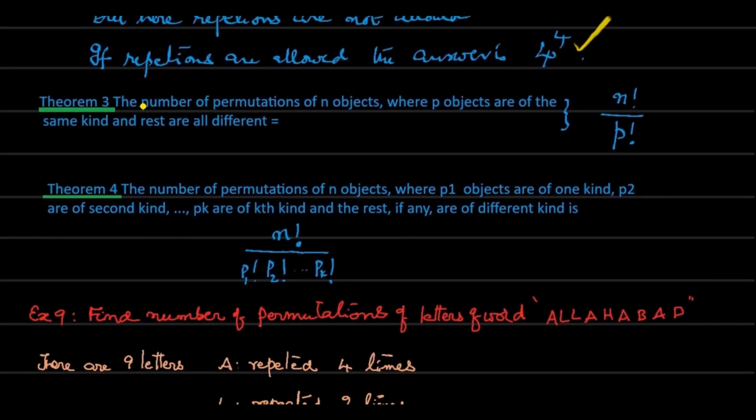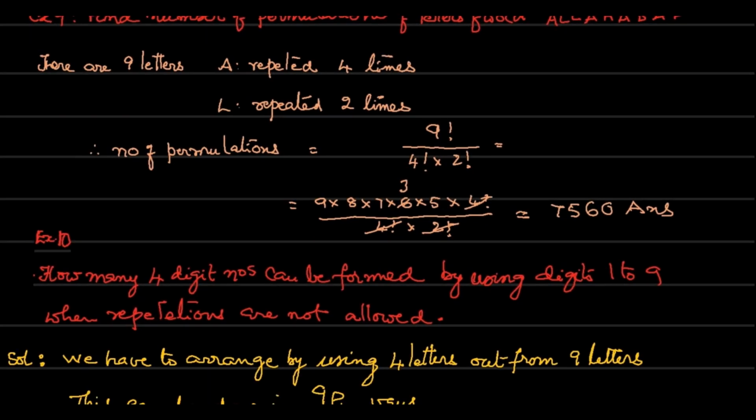There are other theorems which are very important. You can just read. The number of permutations of n objects, where p objects are of one kind and the rest are all different, is factorial n by factorial p. Theorem 4. The number of permutations of n objects, where p1 objects are of one kind, p2 of second kind, p3 of third kind, pk of kth kind, and the rest are different, if any are different, is factorial n by factorial p1, factorial p2, factorial pk. You have to put the factorial of repeated letters.